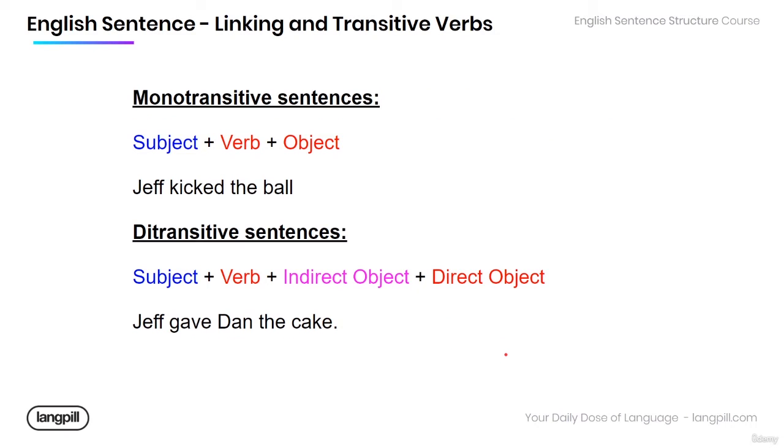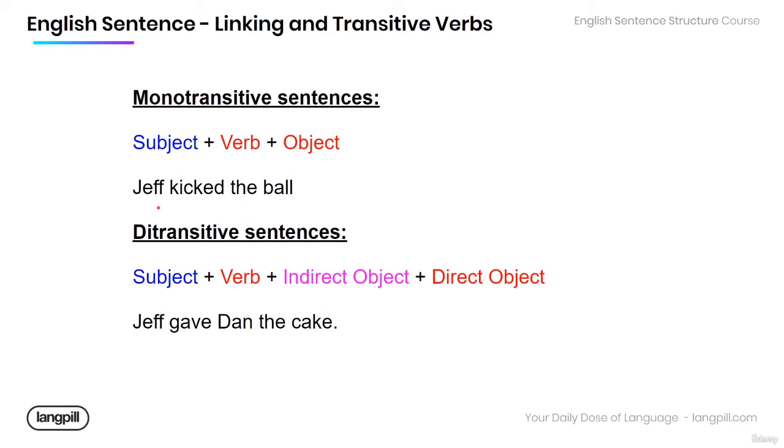If we look at these in terms of real sentences, we can look at these following examples. So the monotransitive sentences, okay, these are very easy to understand. Jeff kicked the ball. Here, Jeff is our subject, the verb is kicked, and the object is ball. Okay? Here, we have a true object. Why? Because the action from the verb is being transferred from the subject to the object. So Jeff kicked the ball. Okay, so these are all related.